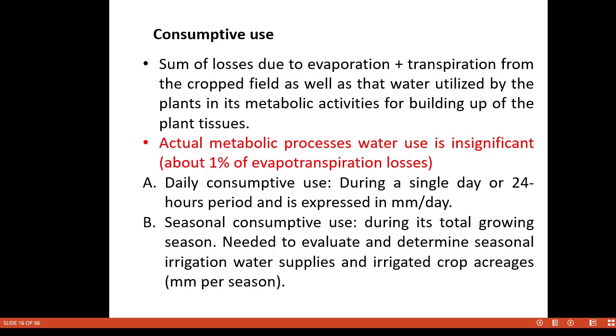So this consumptive use may be expressed as a daily consumptive use or a seasonal consumptive use. A daily consumptive use, you take amount of water being used within a 24 hours period, and it's expressed in terms of millimeters per day. While the seasonal consumptive use, you take amount of water being used during the total growing season of the plant. If the plant takes 120 days, then you consider amount of water being used in 120 days. And this is expressed in millimeters per season.